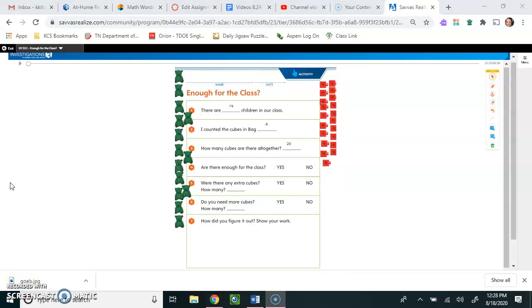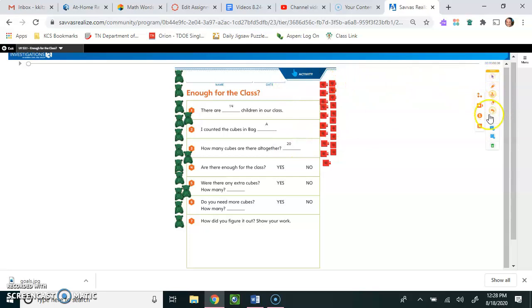All right, so you should have solved this whole page. If you've not solved this yet, I want you to go back and try to solve it. So while you all were working, I put out some bears to resemble the children in our class. How many children are there in our class? Absolutely, 14. And I put out some cubes to show that we have how many cubes? 20. So the first question is, are there enough for the class? So if I have 14 people and 20 cubes, am I going to have enough?